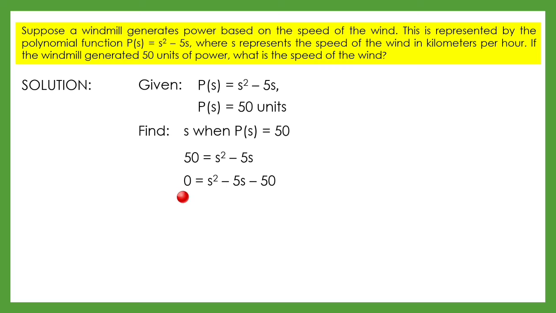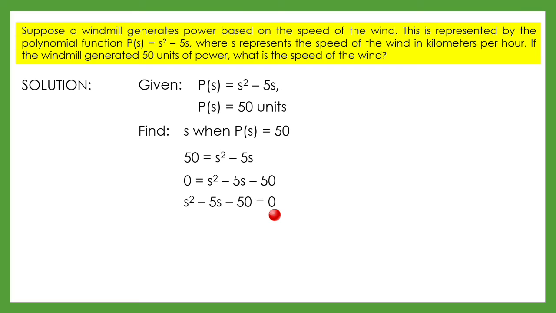So, 0 equals S squared minus 5S minus 50. So, from positive 50, naging negative 50. And then, naging 0 na yung ating left side. And then, apply natin yung symmetric property. Pagpalitin lang natin ng pwesto. So, S squared minus 5S minus 50 equals 0.